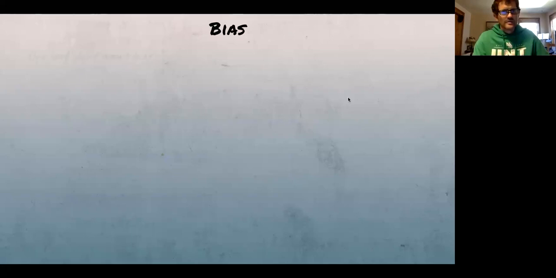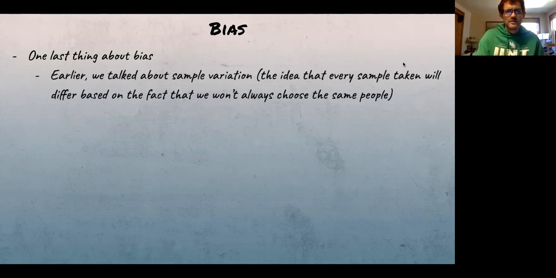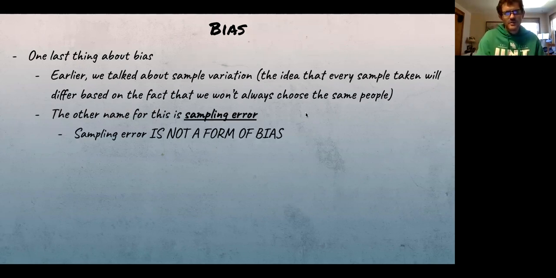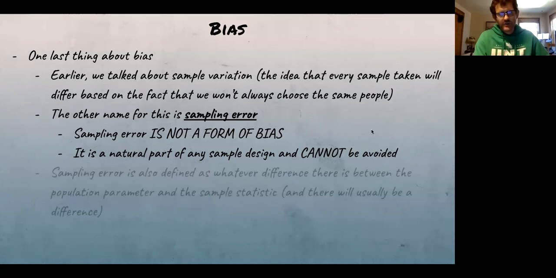Okay. So one last thing about bias. This is the very last thing before I give you your homework. We talked about sample variation, and the other idea we had for that is sampling error. It is not a form of bias. So when you hear sampling error, it's maybe a bad name for it. It is not bias, and it's a natural part of any sample design and cannot be avoided. There's a good chance you'll come across a multiple choice question, either as you're preparing or on the actual AP test, that mentions something about, oh, this has sampling error, therefore it's invalid. It's like, no, you can't avoid it.